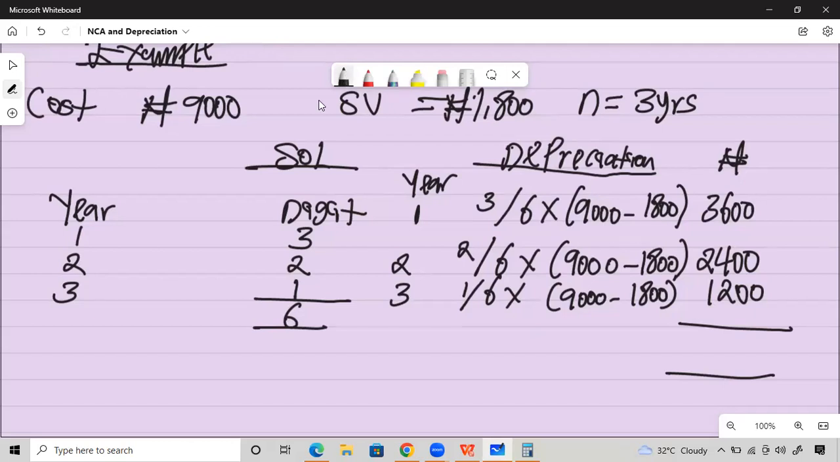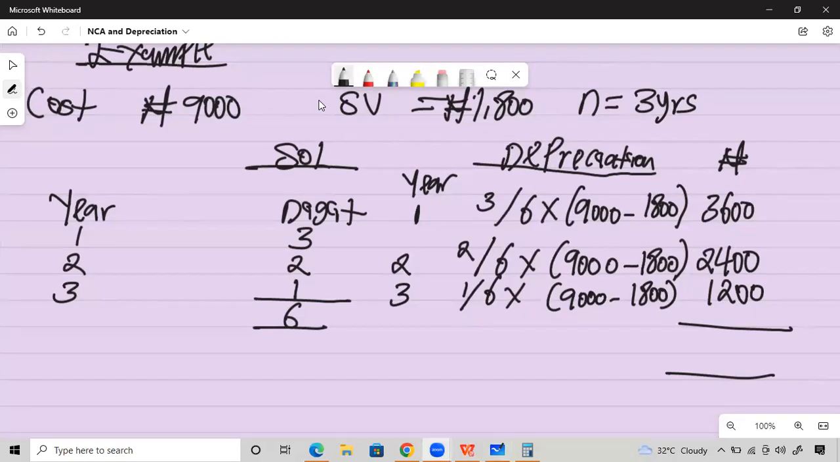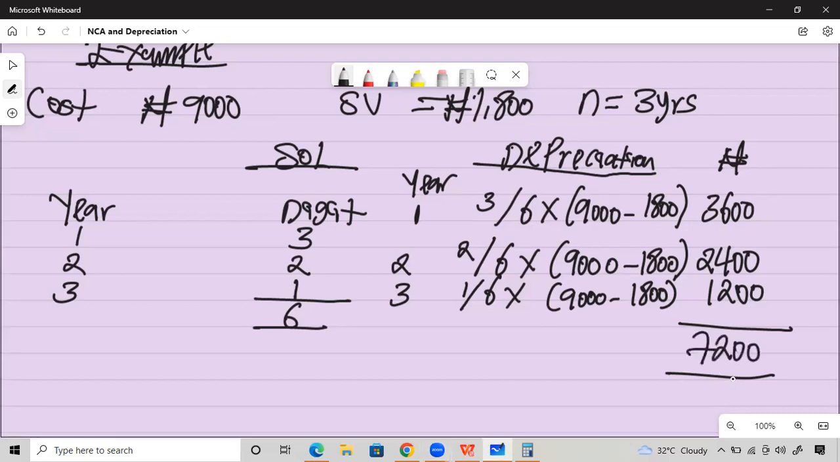So the next thing, you can just add it up: 3,600, 2,400, 1,200. So that's the total depreciation. Okay, so this is how we do it for sum of the year digits.